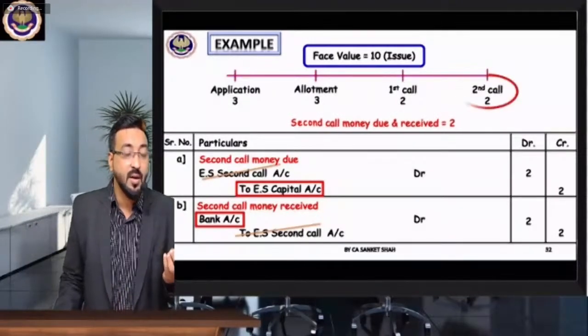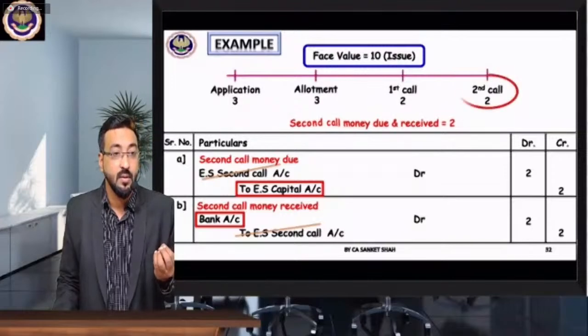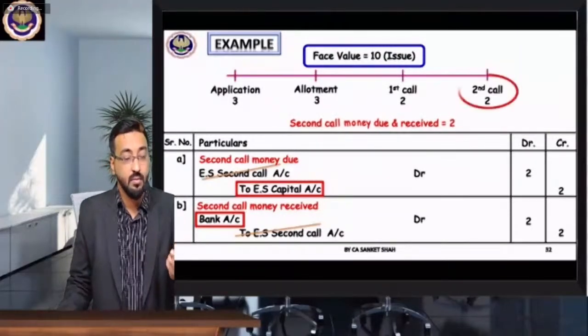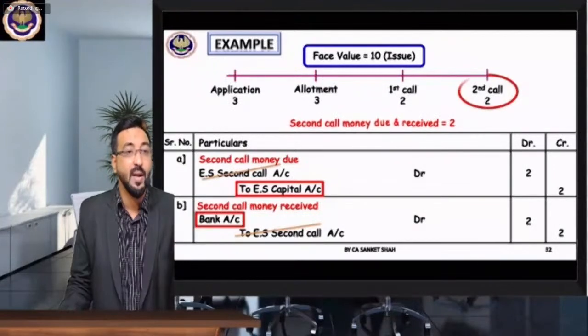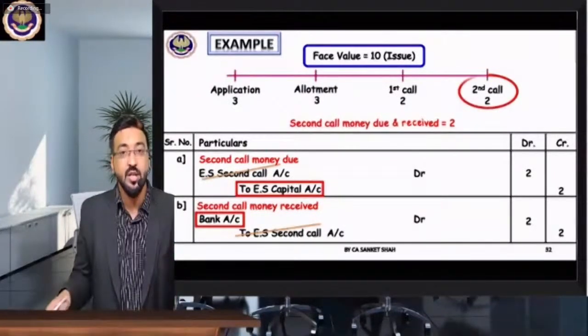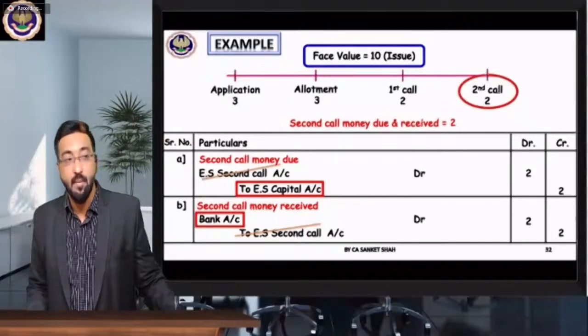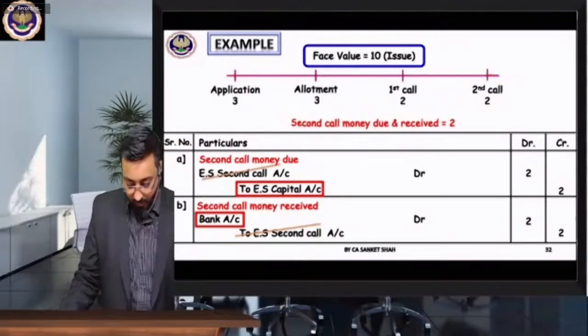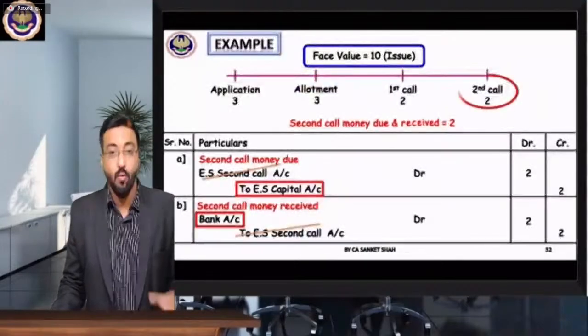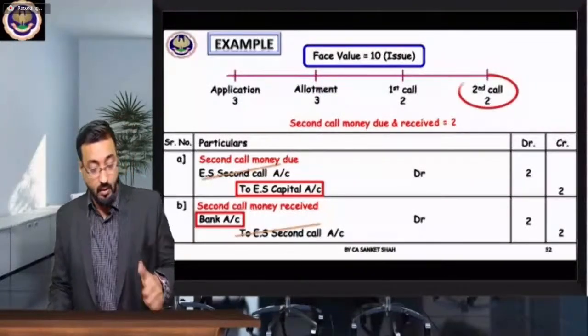Yes beta, which are temporary accounts, Priyanka ji? Go in line, will first call and second call come first or application first? Application, allotment, first call and second call are temporary accounts. Easy? Okay. So what is, yes, my expectation?